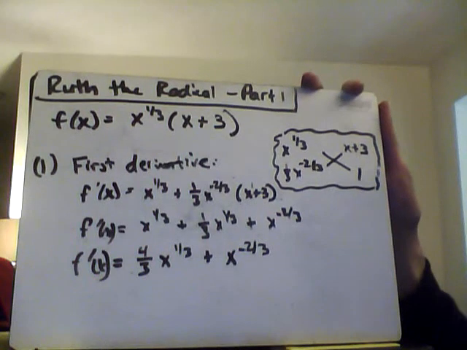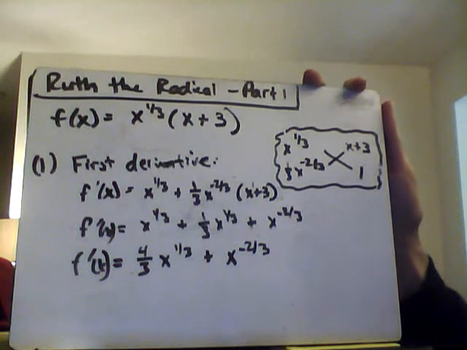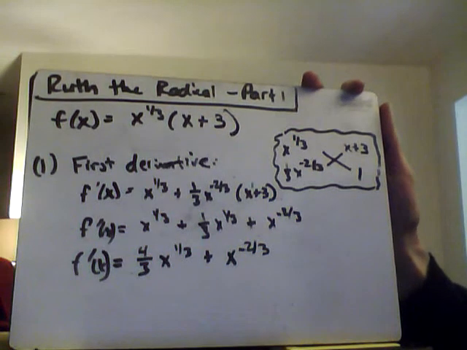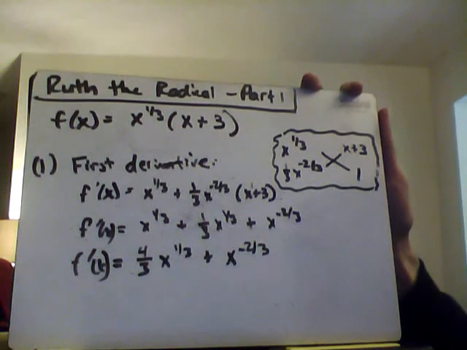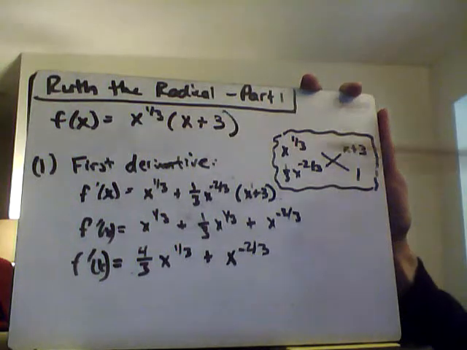Okay, our last example for the first section for part 1 is Ruth the Radical. This is going to be a little more complicated than some of the ones that we've done, partially just because of the nature of the derivative that we deal with. In this case, our function is x to the 1/3 times x plus 3. I show you in the example in the reading that you could multiply this out and take the derivative using the power rule. However, I decided to show you a different method, and this is using the product rule.